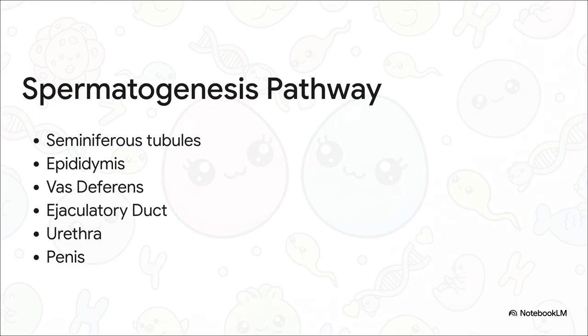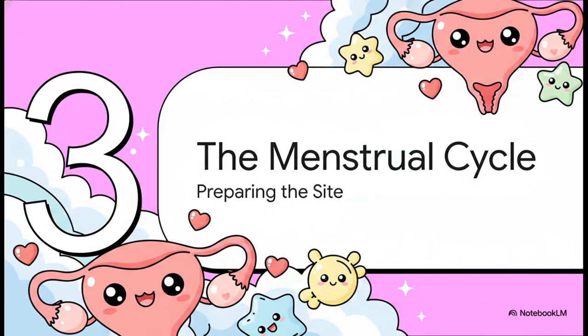So it starts in the seminiferous tubules, where they're formed. Then they move to the epididymis to mature. Upon ejaculation, they travel through the vas deferens, into the ejaculatory duct, and finally through the urethra and out the penis. The lowercase n in 7UP, that's just a placeholder to help make the acronym work. And along this journey, accessory glands like the seminal vesicles and prostate add secretions to nourish the sperm and really enhance their motility.